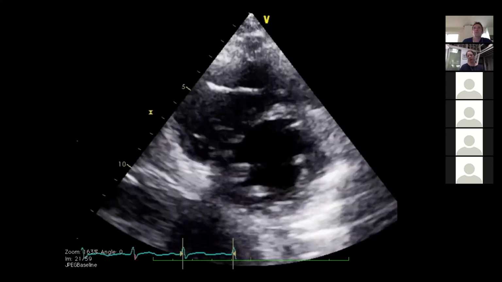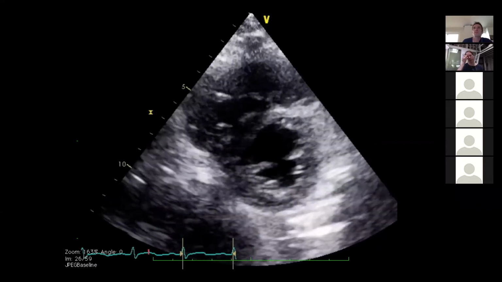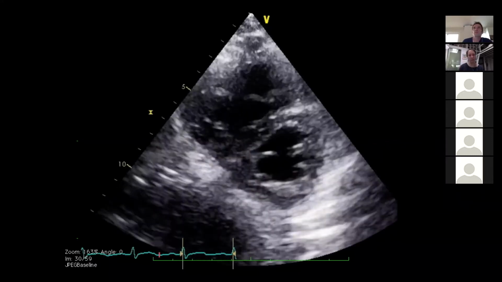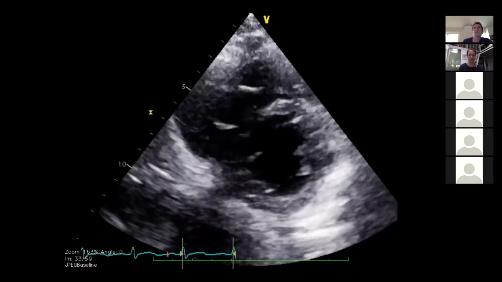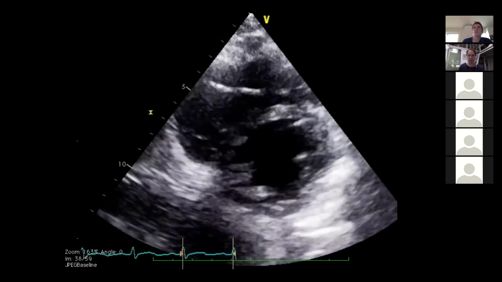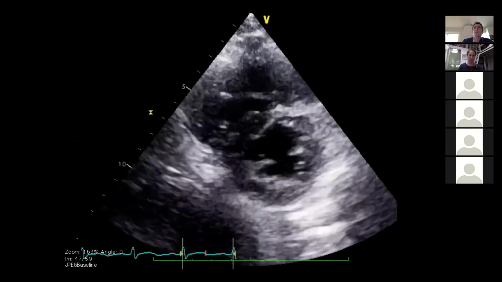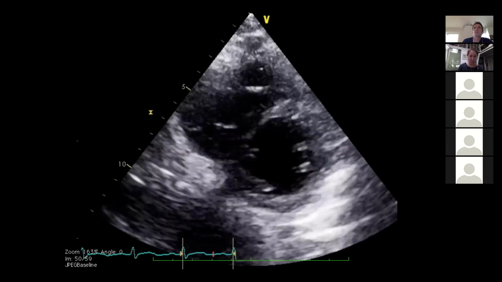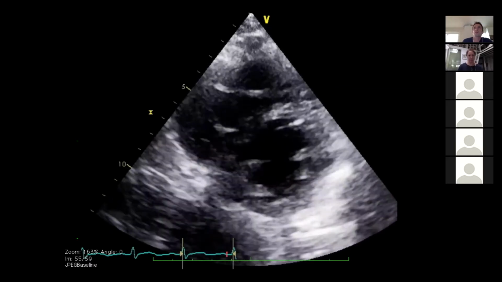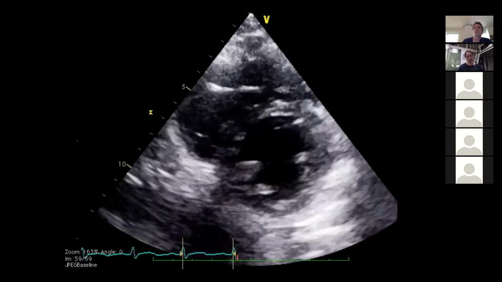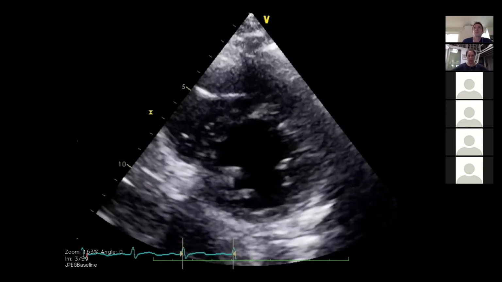So I can't say for certain whether the RV is dilated on this view. It's not obviously dilated, and I'd need to look at the apical four-chamber to make a better judgment about the RV size. The LV looks like it's contracting pretty well. So with the septal flattening there, that may be suggestive of RV volume overload.